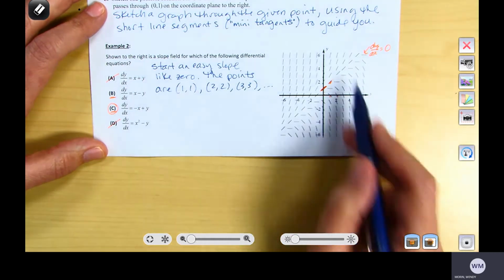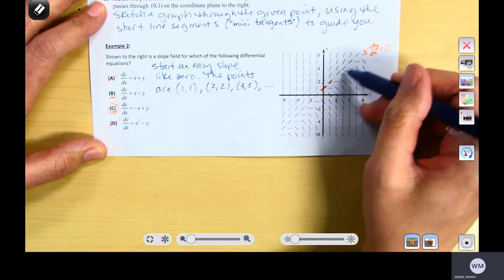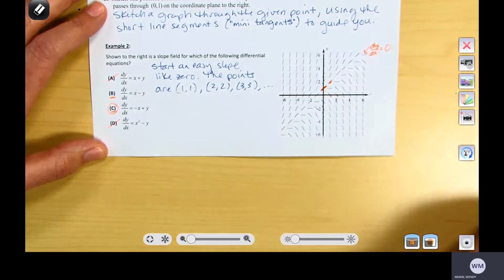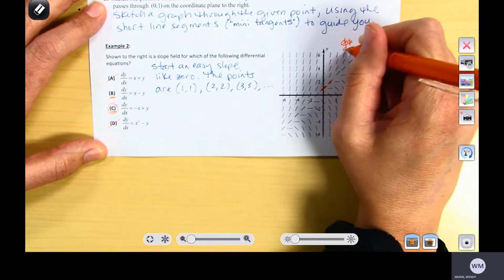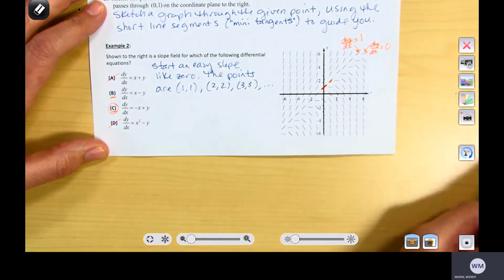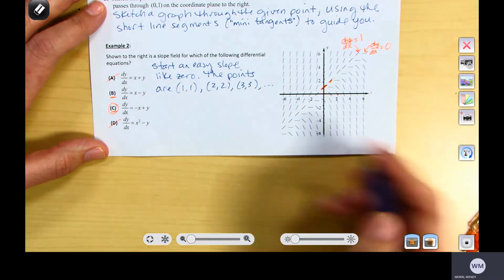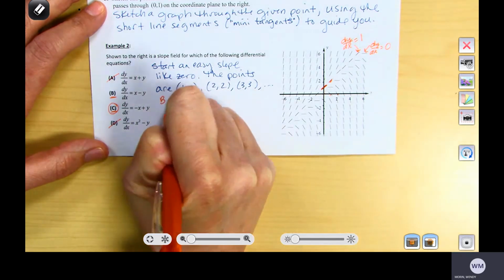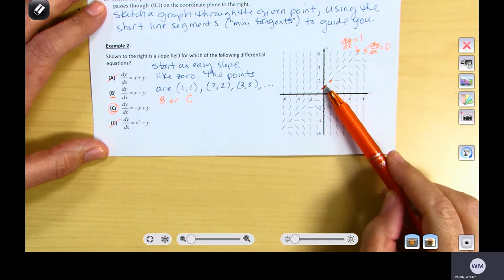And then I can pick another slope. You can pick anything you want on here. But I'm looking at these mini tangents, and these mini tangents look like the slope is approximately equal to 1. So when I plug in each one of these points, I'm going to get a first derivative equal to 1, because the slope of the tangent line is equal to the first derivative. So right now, this narrows it down to B or C.